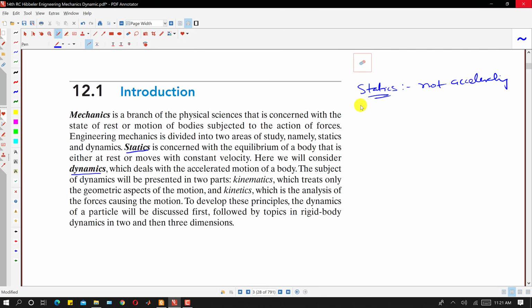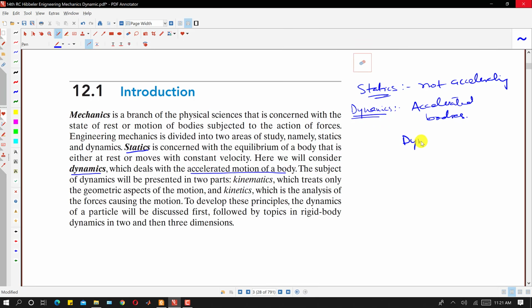And similarly, this course, dynamics, deals with those bodies which are accelerating, right? So which are not in equilibrium, right? So accelerated bodies. Here it is said that dynamics deals with the accelerated motion of bodies, right? And the subject of dynamics will be presented in two parts, right? So dynamics is further divided into two parts.